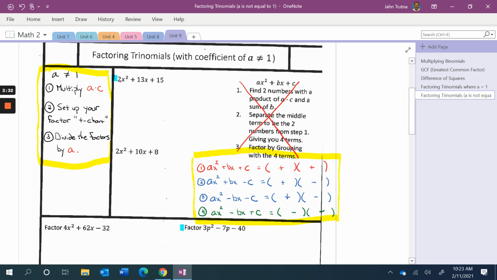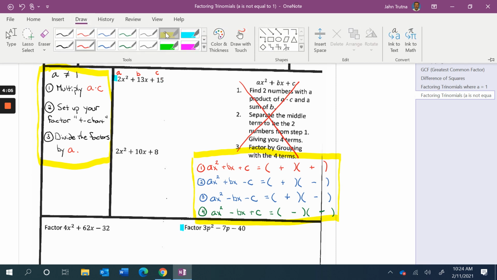The first one, we are going to factor 2x squared plus 13x plus 15. Notice that the a value, which is 2, is some number other than 1. Just for a point of interest, the b value is positive 13. The b value is always the number in front of the x; we call it the coefficient in front of the x. In this case, the c value is 15. The c value, which stands for the constant, is the number that does not have a variable next to it.